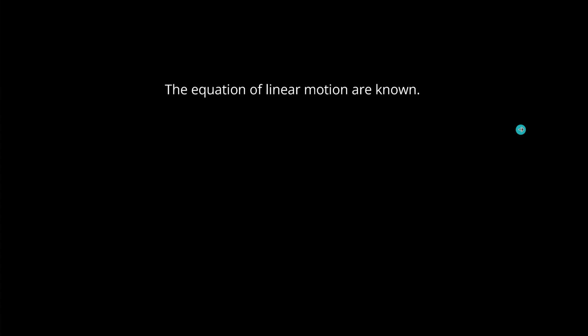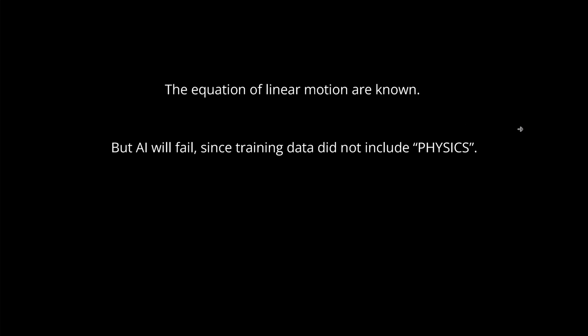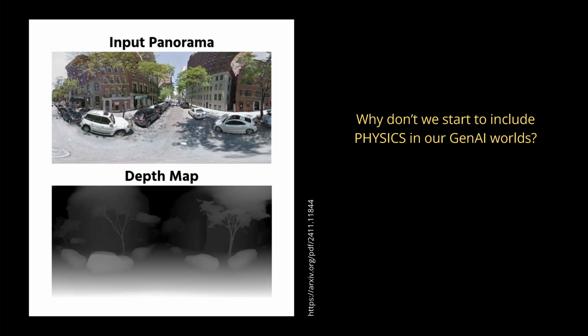Because the equations of linear motion in physics are known. Come on. But still, our AI will fail since the training data did not include anything about physics. So this is not acceptable for an AI, because you know what? Even if we have as input our panorama image, we can calculate the depth map. So we do have the three-dimensional depth distance of an image. From a single flat image, we can do this. I have multiple videos on this. This is simple. So therefore, we do have the complete, if you want, three-dimensional information from a single image.